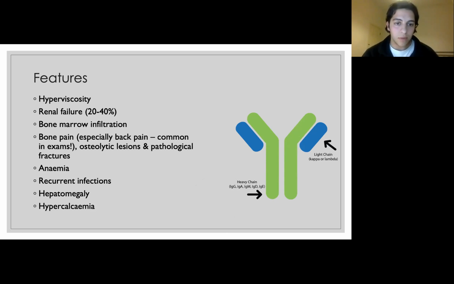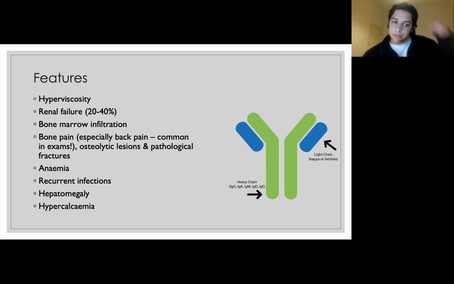So various things can happen with myeloma. You get hyperviscosity, so this predisposes you to things like DVTs and strokes and thrombosis. It can cause renal failure in around 20 to 40%. The reason for this, taking you back to your first year of antibodies, is that you've got your heavy chains and your light chains. What causes the renal failure is the light chains get deposited within the tubules of the kidney.